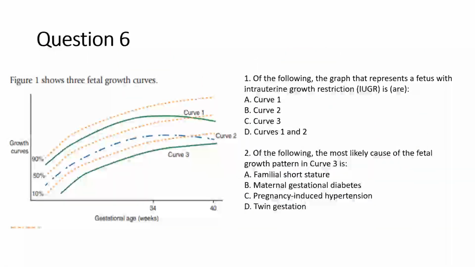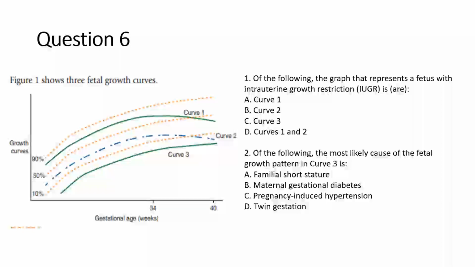Okay, this is an interesting one. I have shown a graph here. There are three fetal curves. The curve one is a green one, curve two is a blue one with the dotted lines, and curve three. These are the growth of three different babies. So the question is, of the following graphs, which represents a fetus with IUGR? You have to choose one option. So in number one question, which curve suggests there is IUGR? Whether it is curve 1, curve 2, curve 3, or whether curve 1 and curve 2.